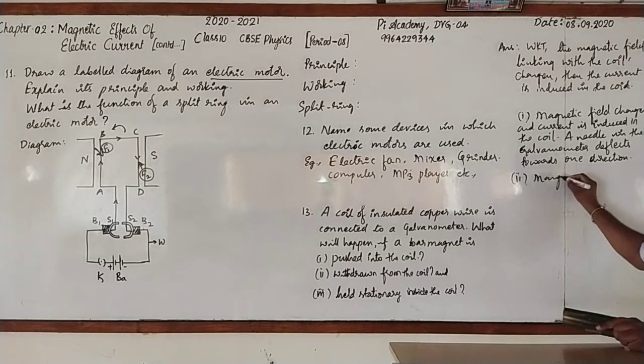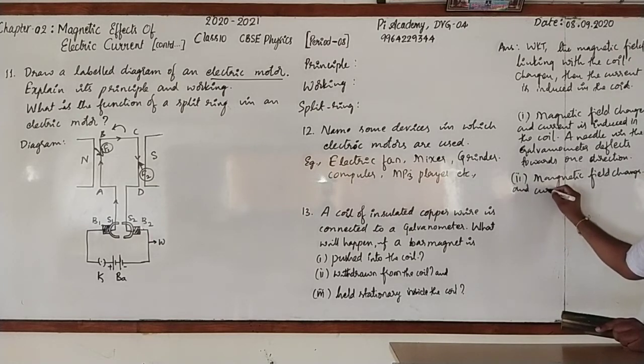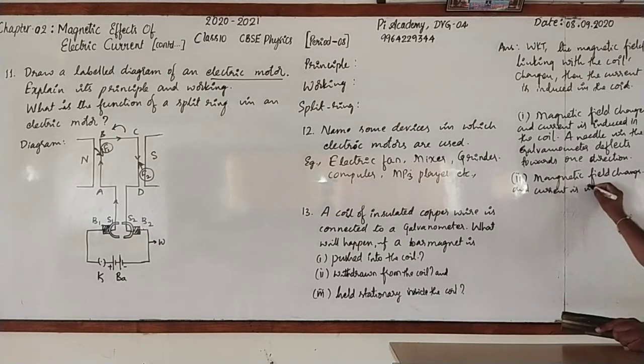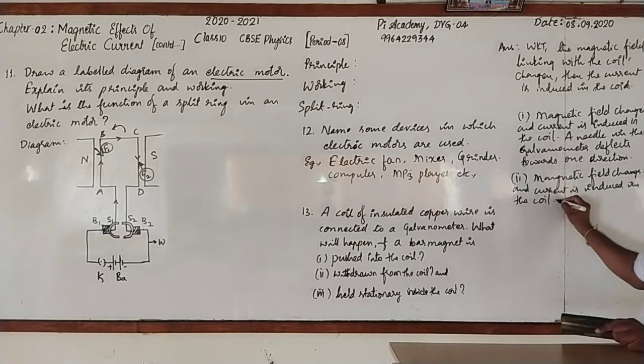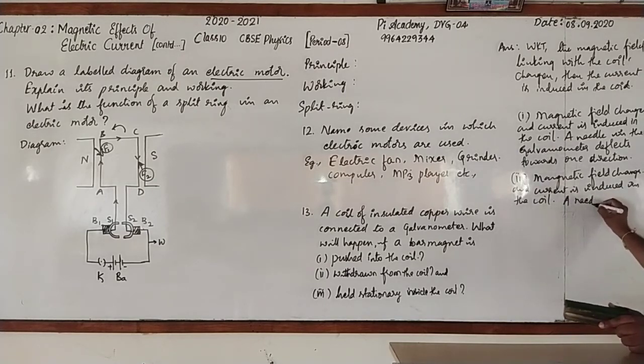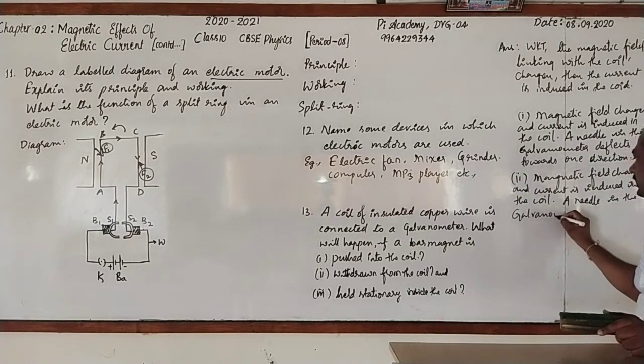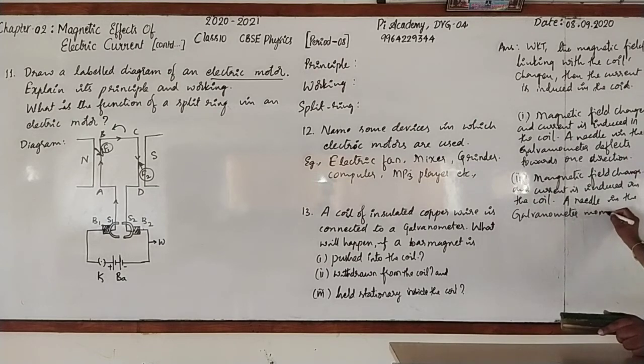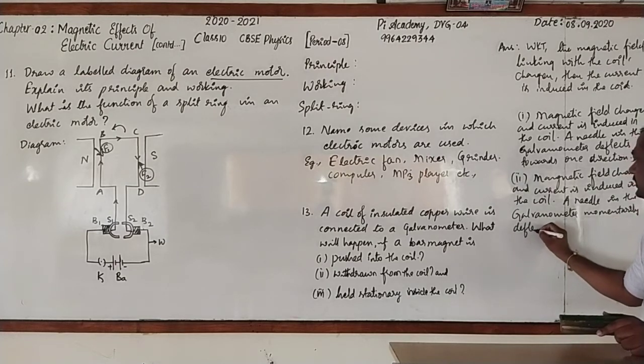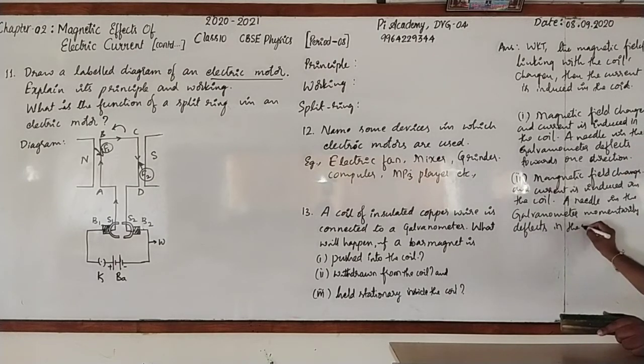Again, magnetic field changes and current is induced in the coil, and as a result the needle in the galvanometer momentarily deflects in the opposite direction.